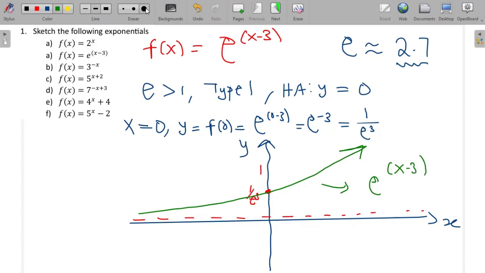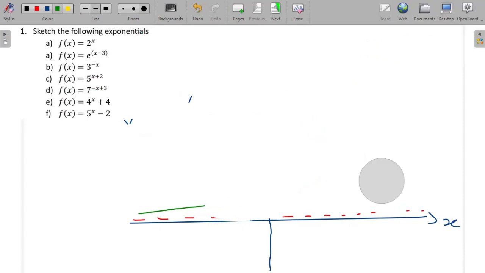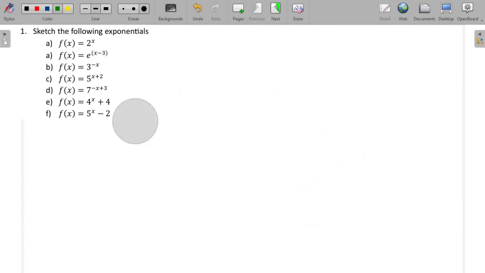Let's look at C. Is it B again? The numbering there was not okay. Okay, so I'm sketching this one here. That is f of x is equal to 3 to the power minus x. Now remember what we said when we have a negative x.